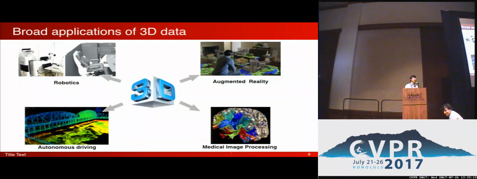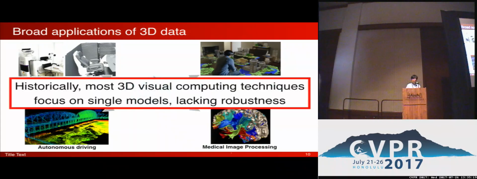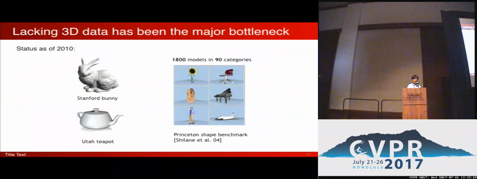Yes, so for you who are here, I guess I don't need to say much about why 3D is important. However, historically, most 3D visual computing techniques focused on single models and lacked robustness. One reason is that there is a lack of big 3D data. In the computer graphics field, there's the famous Stanford bunny and Utah teapot. And in vision and graphics, there has been the Princeton shape benchmark. It's been used for many years, but the scale is not large and the diversity is not sufficient.